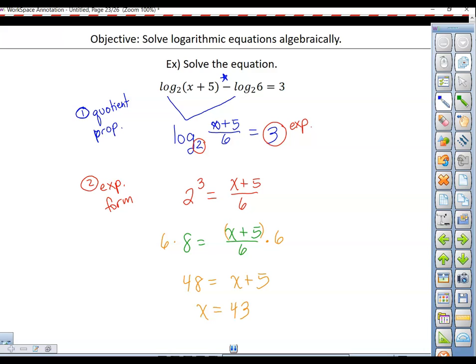As with all logarithmic equations, I now have to check to see if this is a valid solution. So I look at what happens when I plug in the 43 for x and make sure that I get positive arguments. If I don't, then I have to throw it out as a solution that's not valid. But 43 plus 5 is 48, which is positive, so that means that it will be perfectly acceptable as a solution.